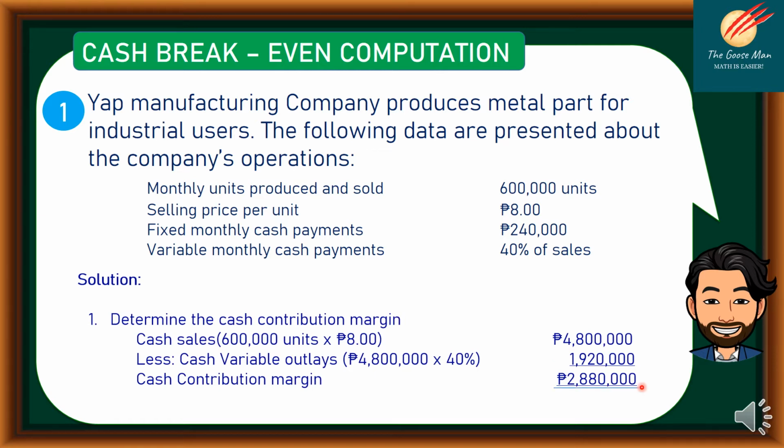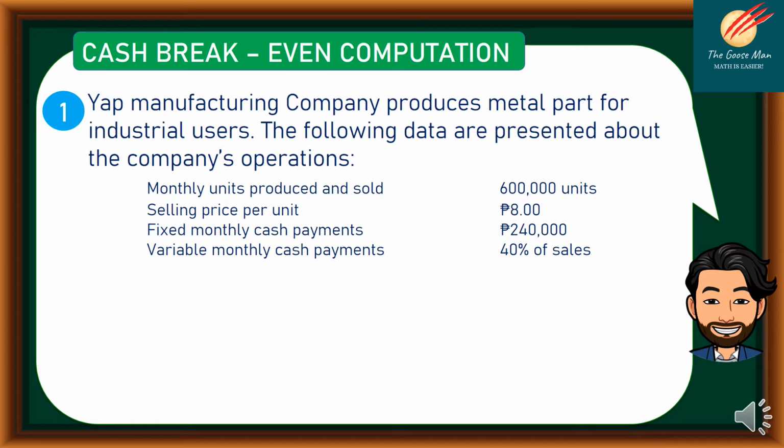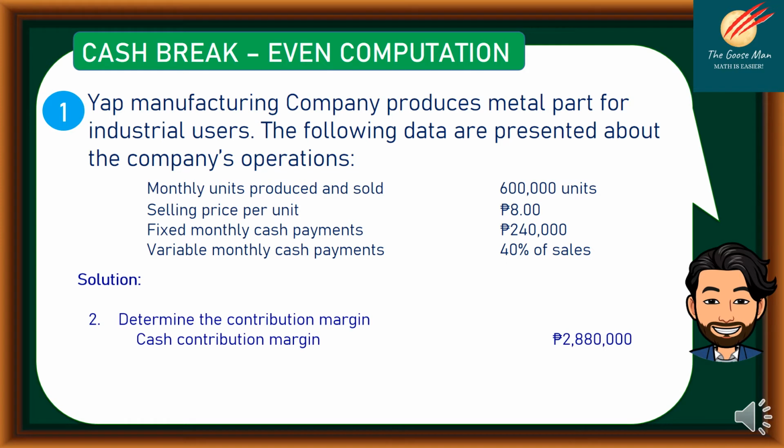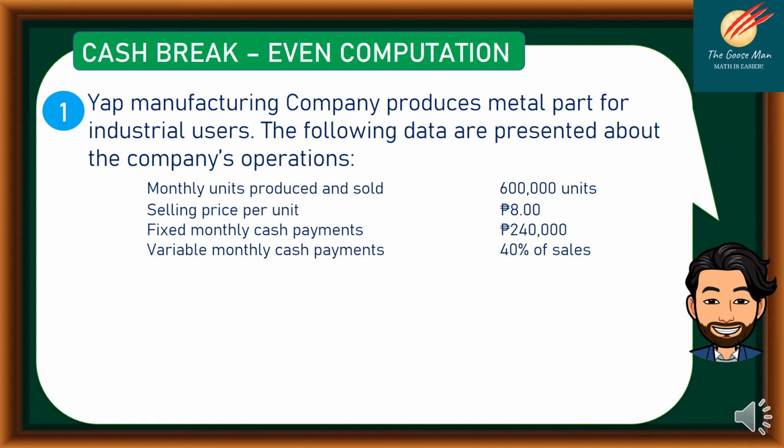The next step that we will do is determine the contribution margin ratio. To do that, we had a cash contribution margin of 2,880,000 from our computation a while ago, divided by the cash sales of 4,800,000. So we had the contribution margin ratio of 60%. Now that we know our contribution margin ratio, we will move on to the third part.